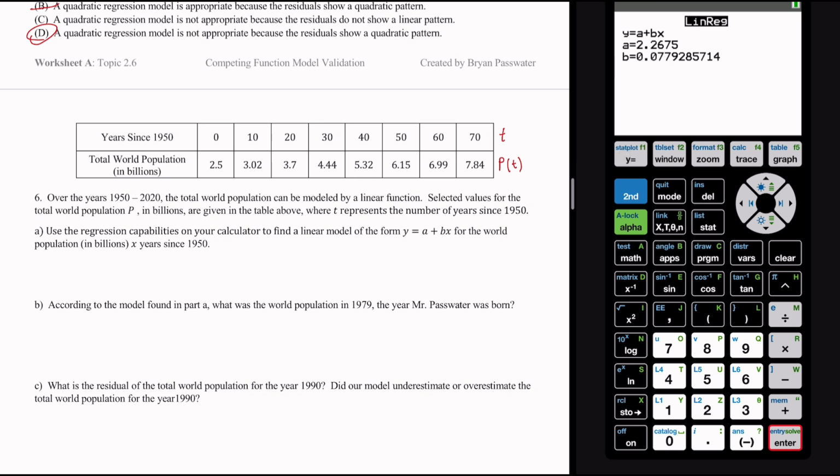So P of T we can write, which is basically Y, is equal to A, which is 2.26. Usually we want to round to the third decimal place, so we're going to say 8 there. You can put the entire number, I guess, since it's not that long, so 2.2675. And then plus BX, which is 0. Now this is a long number, so let's round that. So 0.078, and then X. So that right there is our linear model.